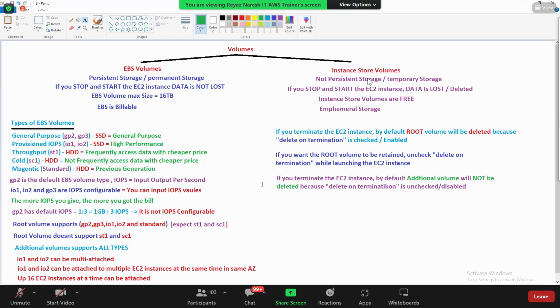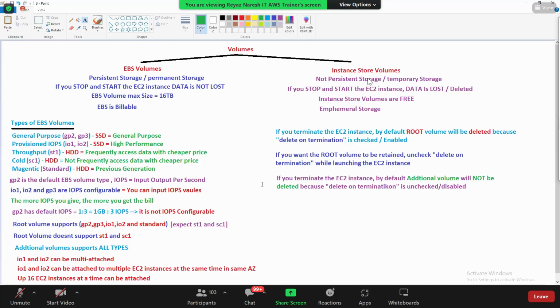Why? It's free. Is your data critical? Not that critical. And will you stop the EC2 instance? You don't stop it. Then why go for AWS volume and pay money for that? Go for instance store volumes and keep all your data there. And be ready: if someone stops it, your data will be gone. You have to be ready for that. That kind of data only you have to put there.